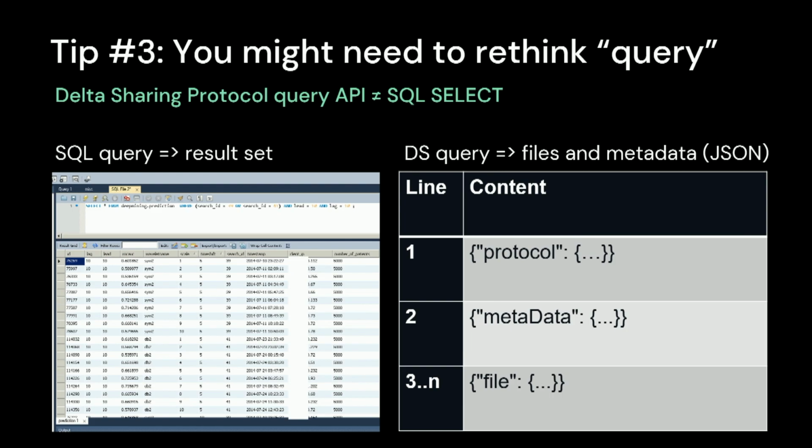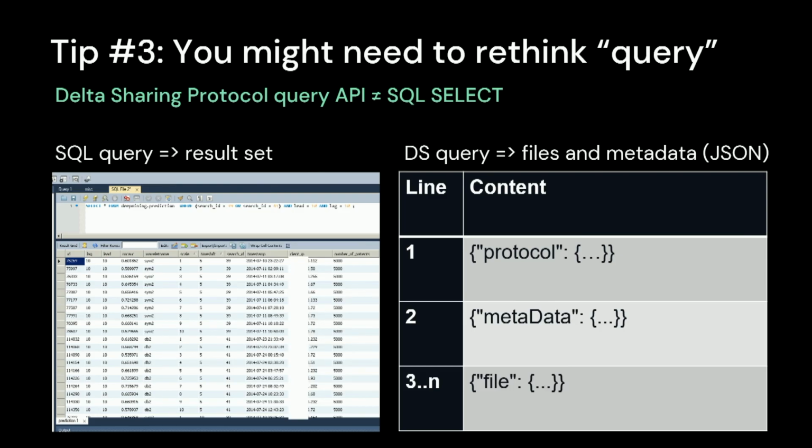The first one is always the protocol, which we'll kind of glance over. The second one is always the metadata, very useful, tells you the schematic content of what you've queried. And then there will be 3 to n lines, each one of which is a file descriptor. That file descriptor has a number of attributes that we're going to be looking at in more detail, but probably the most important one to you right now is that it has a short-lived URL to the Parquet file residing in cloud storage, like for instance in S3, from which that Parquet file can be downloaded and then worked with.